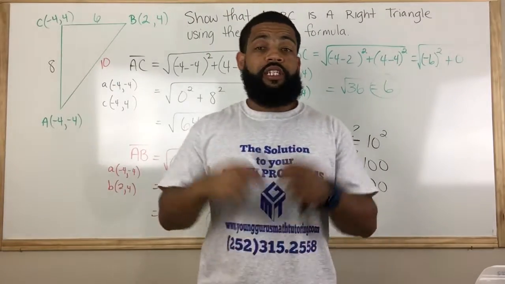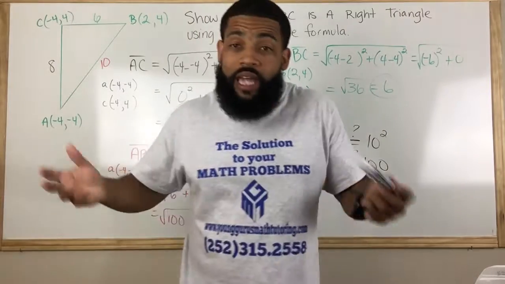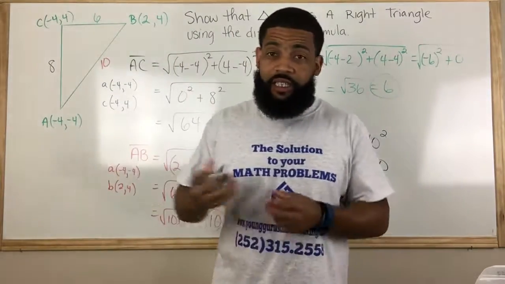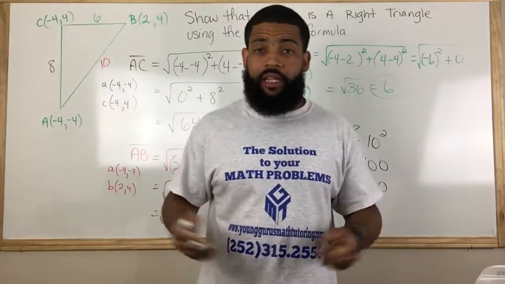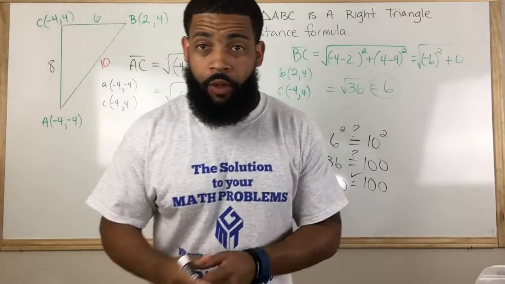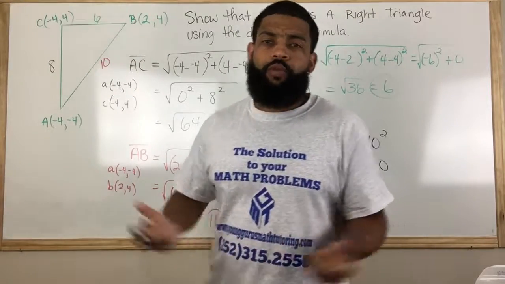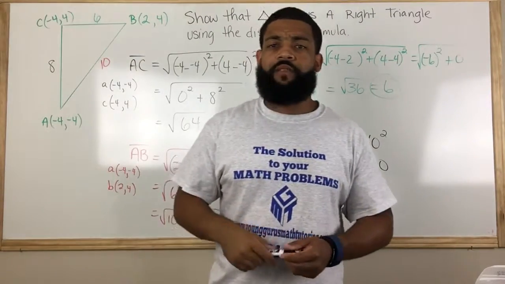Now remember, for the distance formula, we have to apply the ordered pairs here to find that. Distance, length, same thing, but mathematically we call it the distance formula. Okay, so there's another way that we can prove that this is a right triangle, but we want to use the distance formula in this case.